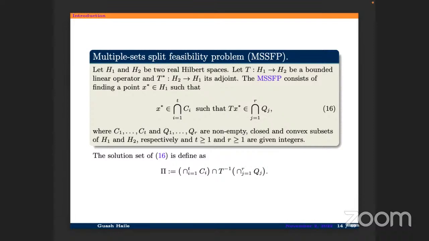My concern here is that when we take the intersection of closed and convex sets, you have a closed and convex set. So what actually is the real difference between this one and the one with just one set? Because when you reduce T to be 1, you have the other one. I can consider this problem as just a split feasibility problem, calling my C the intersection and my D the intersection of QJ.